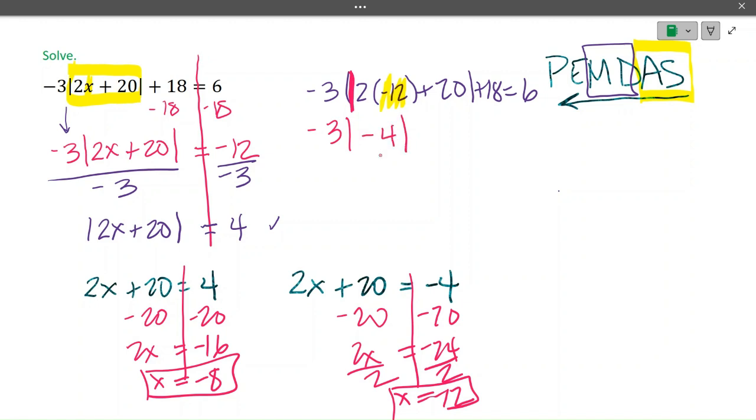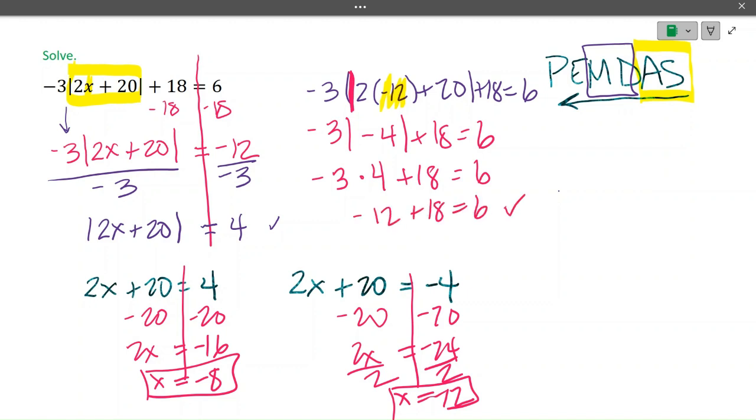So remember how we said what's inside the absolute value bar could be positive or negative? That's where that comes from. This becomes negative 3 times the absolute value of negative 4, which is 4, plus 18 equals 6. So we have negative 12 plus 18 equals 6. That's true. This is a solution. If you plug negative 8 in, you would get positive 6 out as well. All right, so that's how you solve that equation.